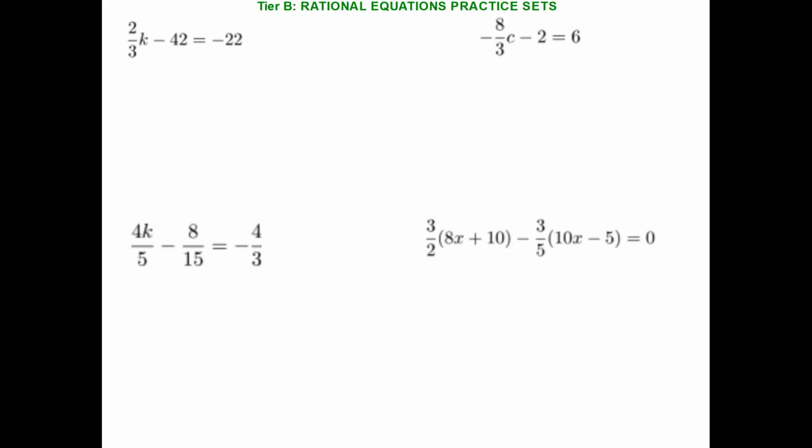What's going on, people? We are with rational equations, and we're going to solve some rational equations because that's what we do. If you're here, it's because you missed two or more on your practice tier Canvas, and you need some practice. That's why you're here. So let's get into this.